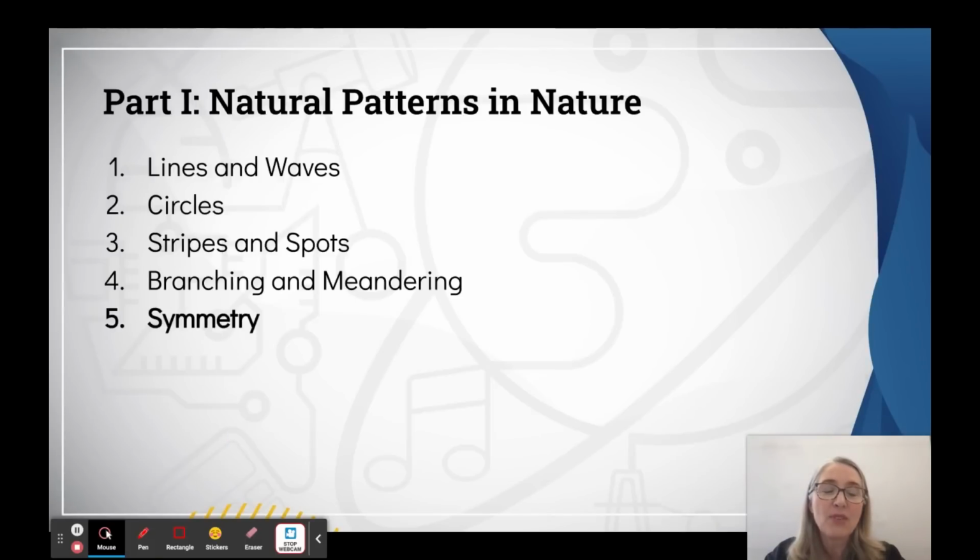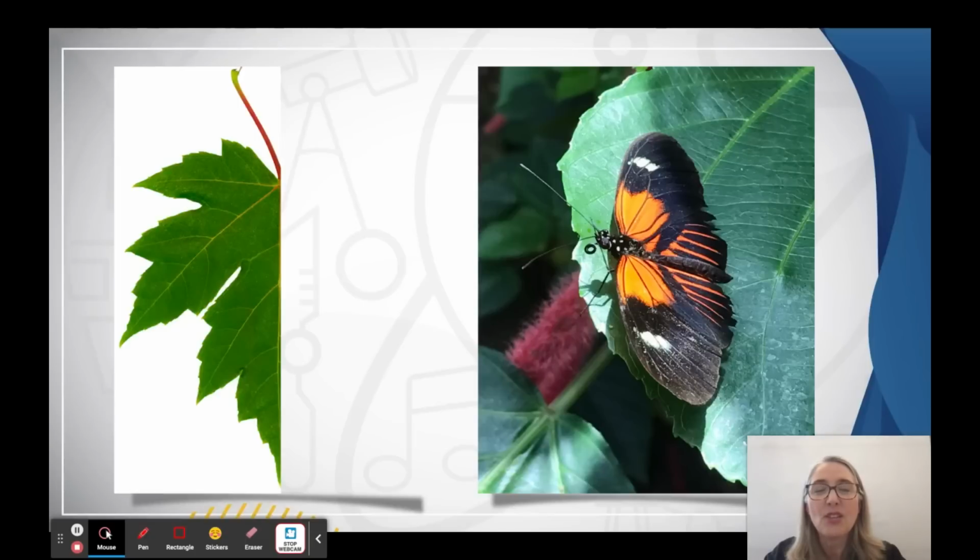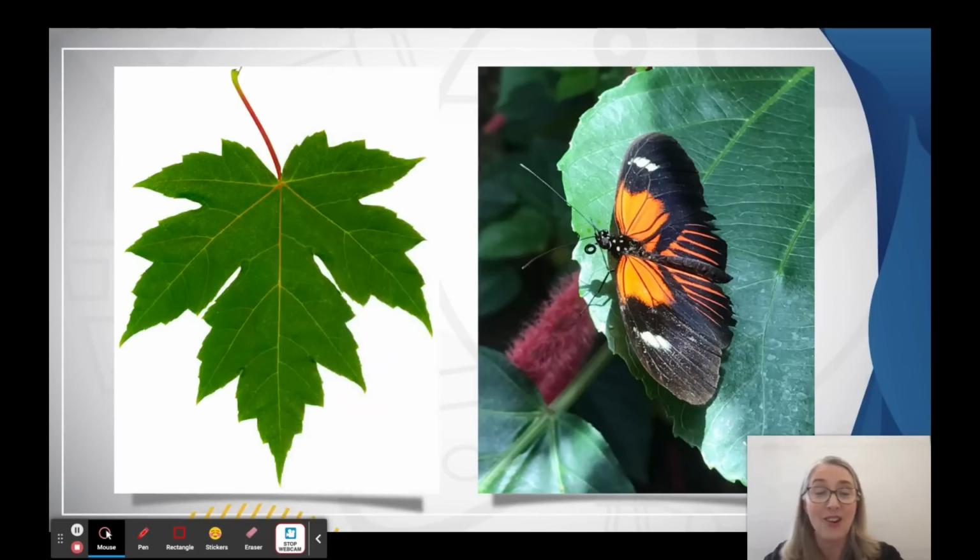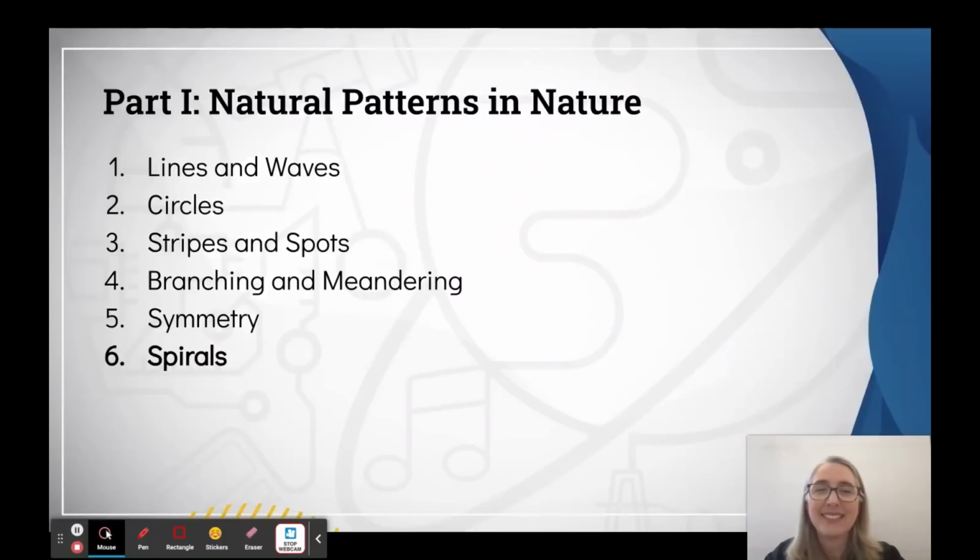We also have examples of symmetry in nature. So this is where you have half of something matches the other half of something. So if I were to fold that leaf in half, they match up perfectly. Just like the wings on this butterfly match up along that line of symmetry that's its body.